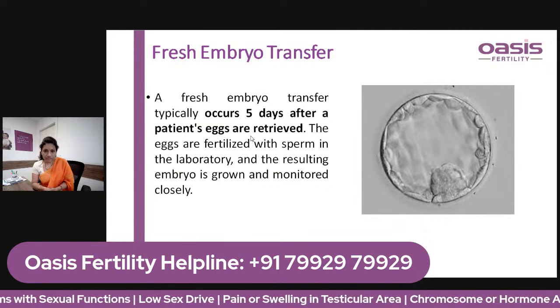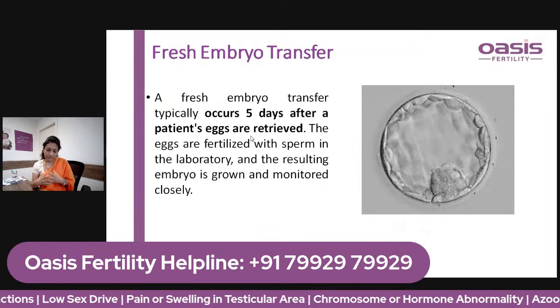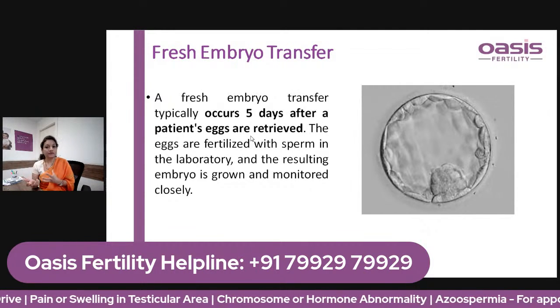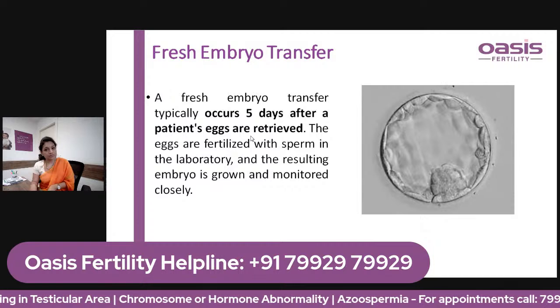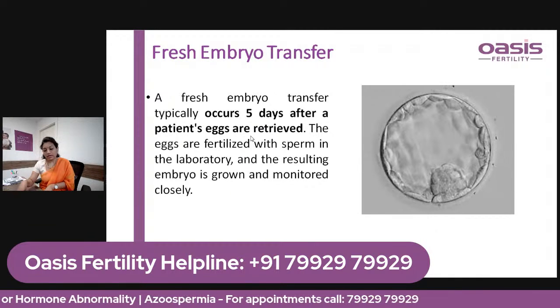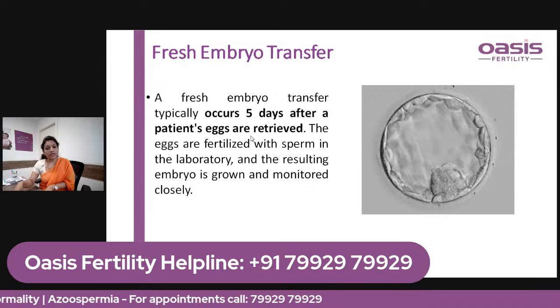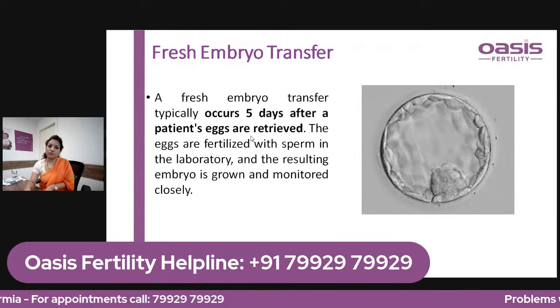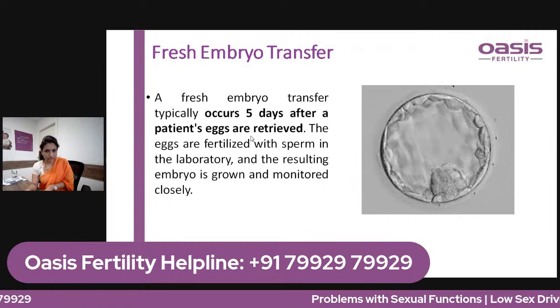So fresh embryo transfer means once we retrieve the eggs, we will wait till day 5 in the same month, in the same stimulation. In the same cycle that we stimulated that month, we wait for the embryo till day 5, and on day 5 in the same cycle, if we transfer the embryo into the uterus, in the same month, that is called a fresh embryo transfer.